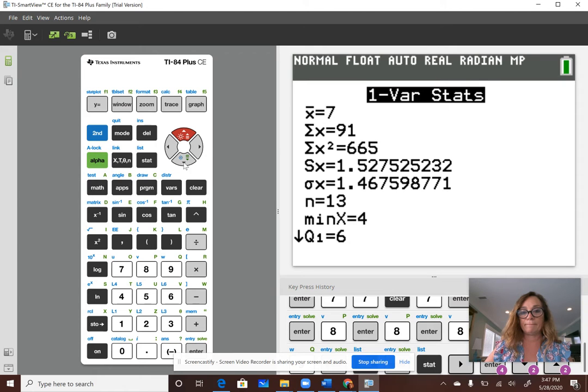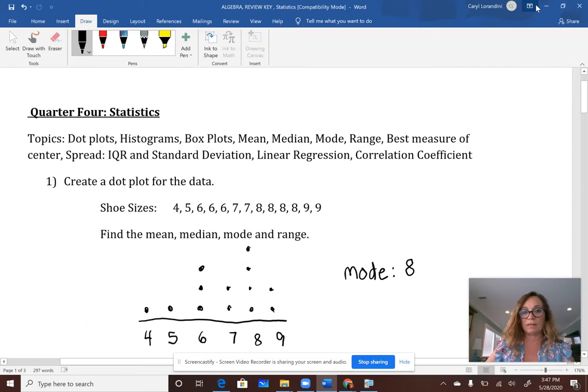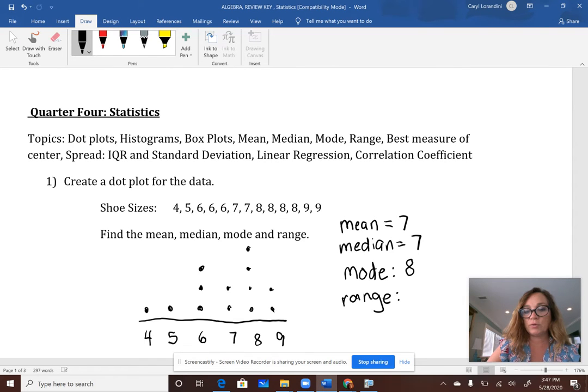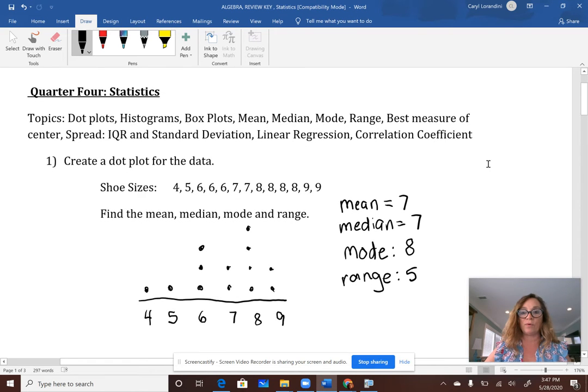So the mean, the median, and then the range is high minus low. So we would do 9 minus 4, which is 5. Be careful with range. Some of you are putting the range interval, which is it goes from 4 to 9. That's the interval of the range. That's not the range. That's a little bit different. Okay, so mean, median, mode, and range.